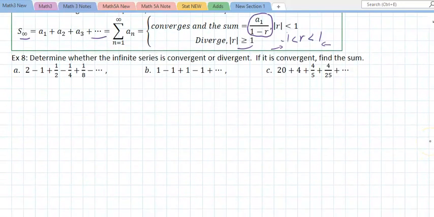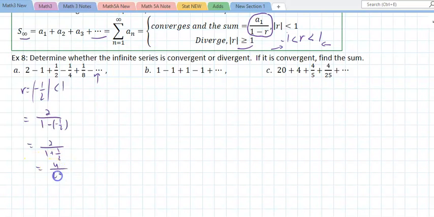Determine whether the infinite series converges or diverges. If it converges, find the sum. Well, what's r? Take any term divided by the previous, that's less than 1. So this infinite sum, if you add all of those up, that's going to equal the very first term divided by 1 minus r. That infinite sum is 4/3.